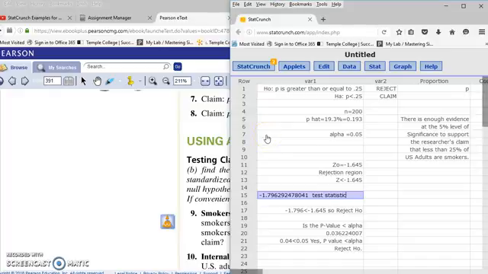So I'm hoping that you're finding this a little helpful with the written notes in StatCrunch along with using the StatCrunch calculators.